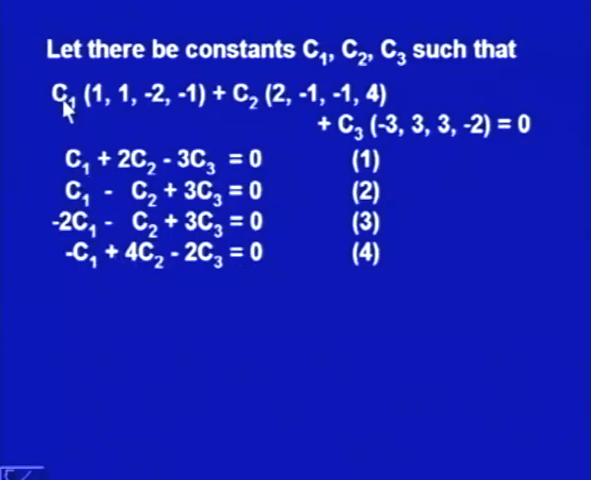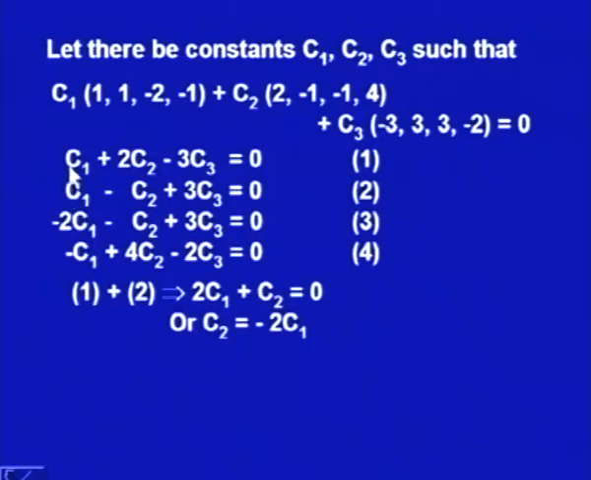If we compare the first element, it is C1 plus twice C2 minus 3 times C3, that is the first equation. The second equation is C1 minus C2 plus 3 C3. This way we form 4 equations. Now, these 4 equations have to be solved for C1, C2 and C3.